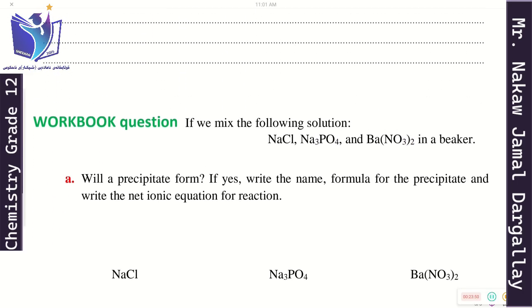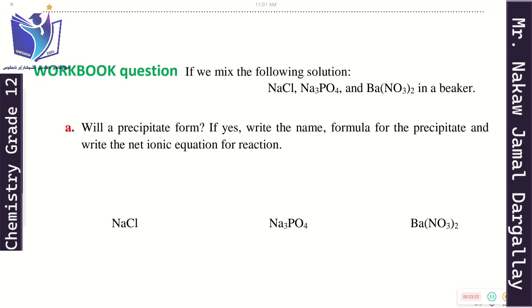I would like to solve our workbook questions. This question is very important because it is also between three different soluble salts. If we mix the following solutions, NaCl, Na3PO4, and Ba(NO3)2, will a precipitate form? If yes, write the name and formula of the precipitate and write the net ionic equation for the reaction.